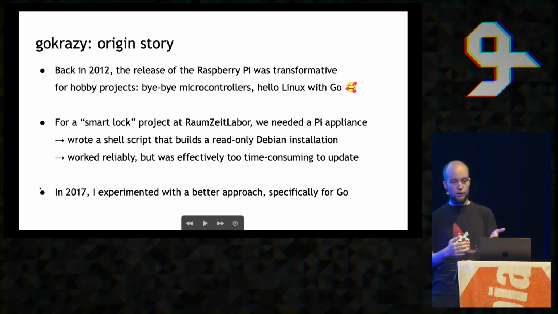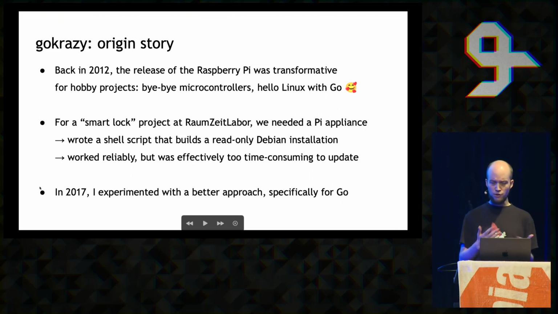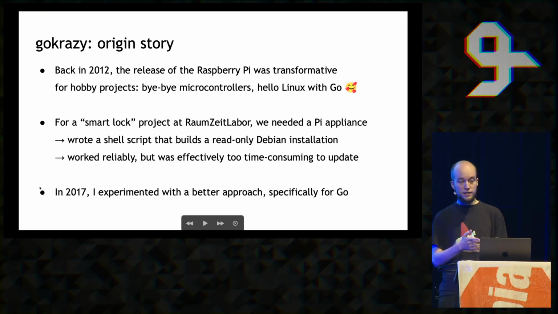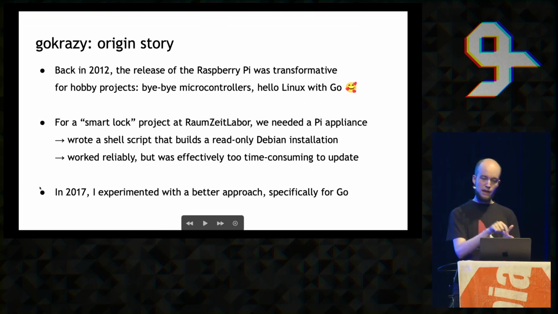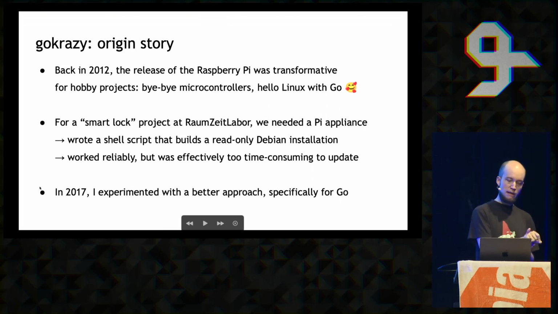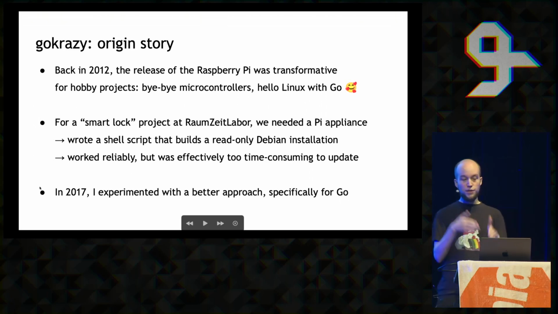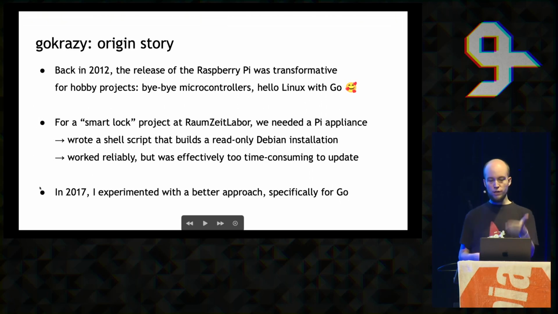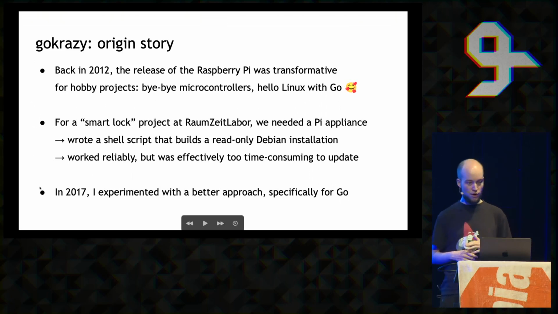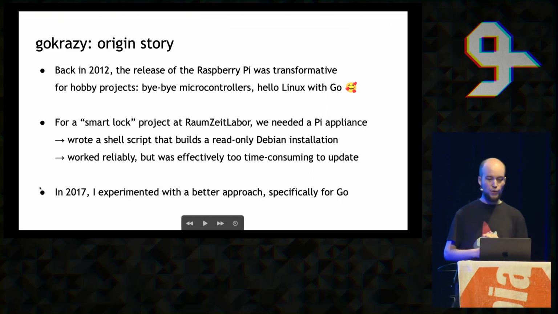So we have this smart lock project, or we had, I think by now a new version has replaced it. And we needed a Raspberry Pi appliance for it. So what I did was I wrote this shell script which builds a Debian installation that is read-only, because it turns out that whenever you have an appliance and you run it on an SD card or some other flash media storage, the media storage will be the first thing that breaks because you write to it too often. So if you have a read-only system, that takes a lot of writes out of the equation, and then your system will just run much longer. Ideally for many years, and this particular system did run for many years without problems, so it was great.